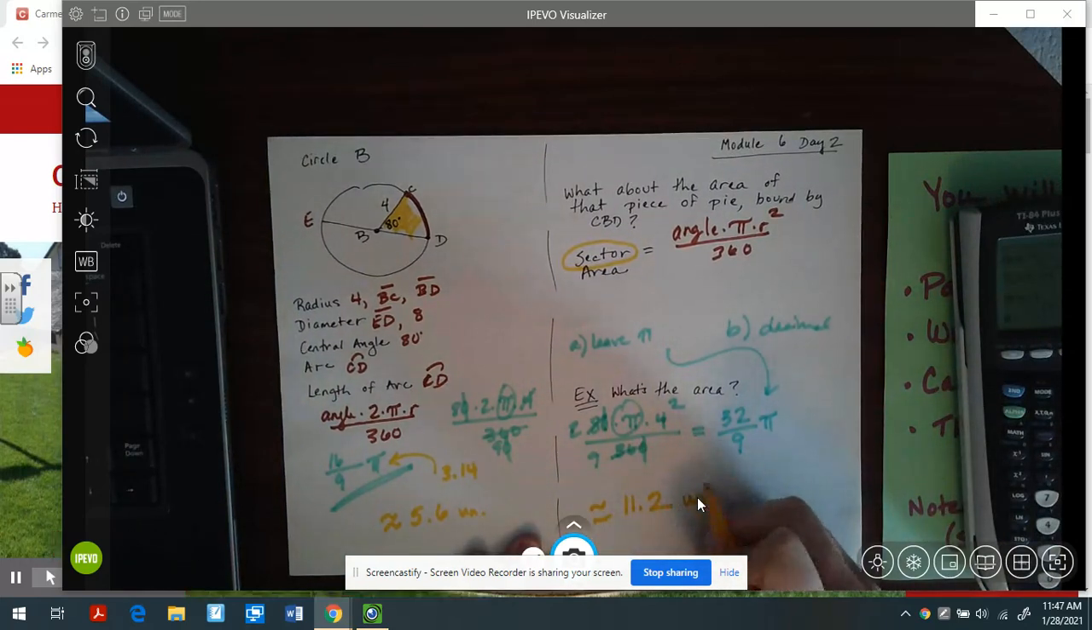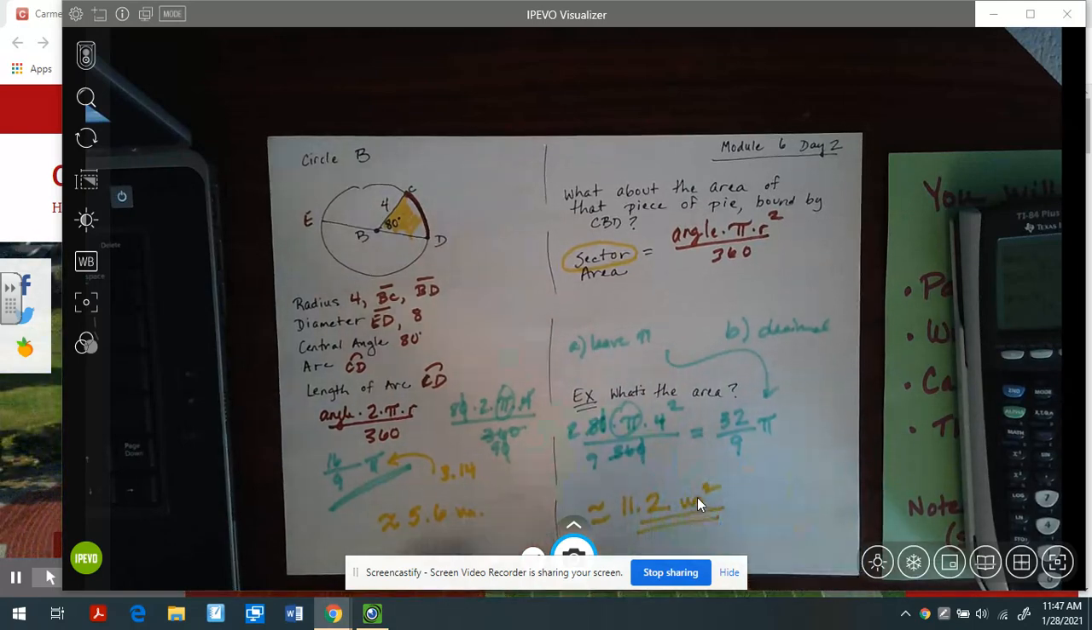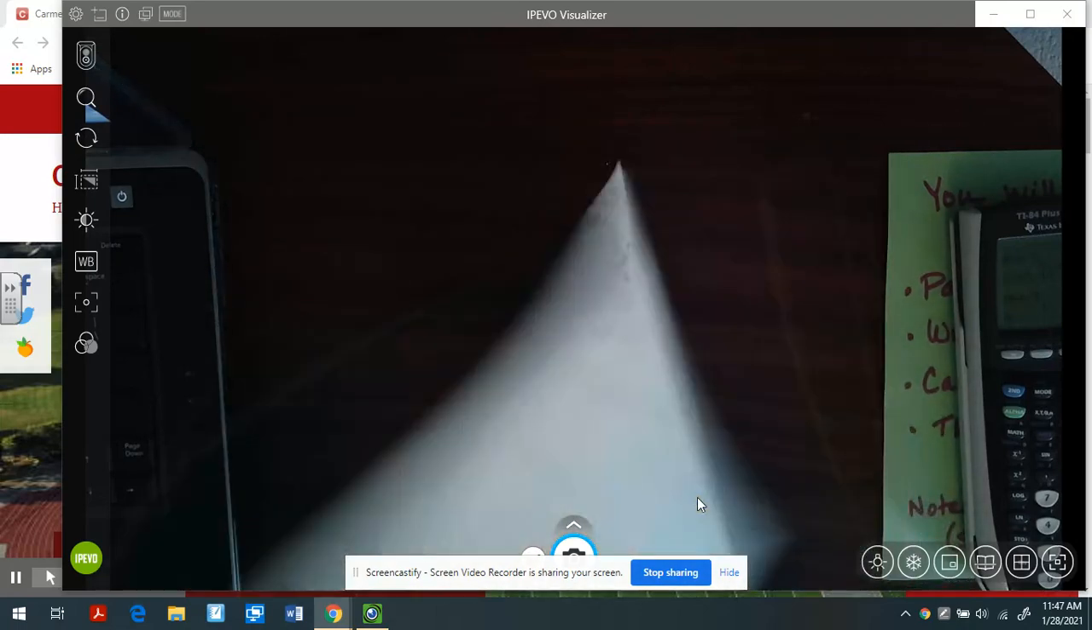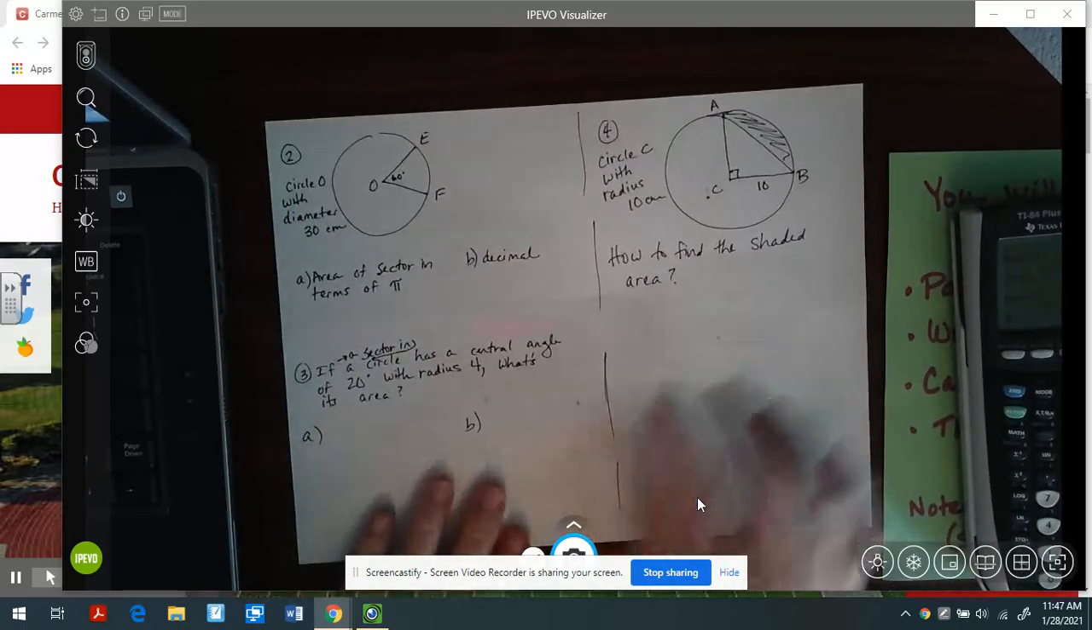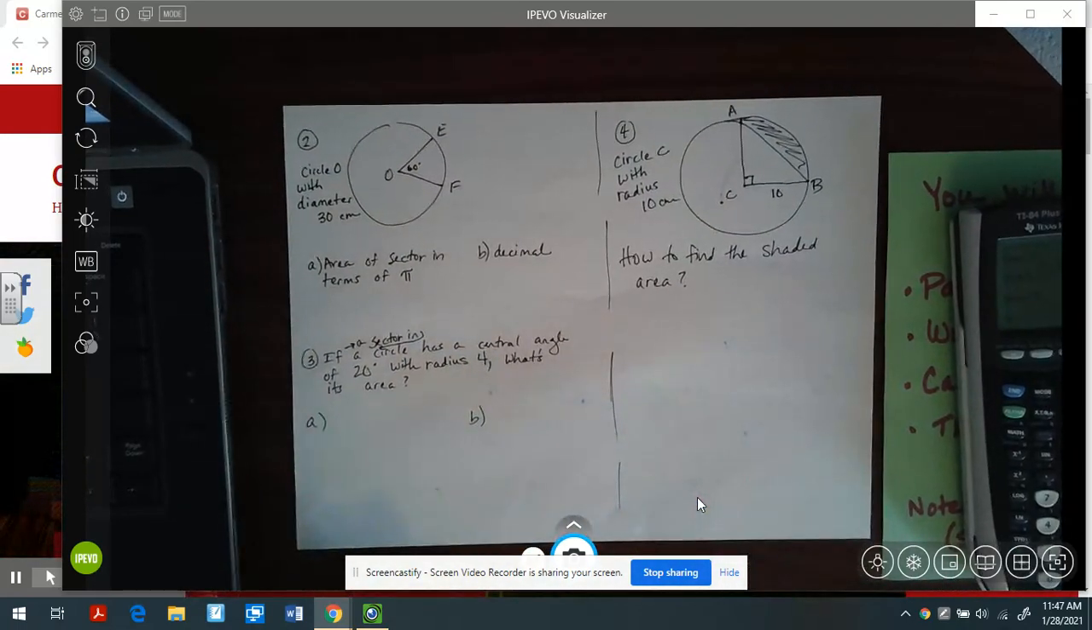And this would be units squared, whereas these were just units. All right, we're going to practice that area formula 2 more times and then do a shaded area like so. Moving right along.